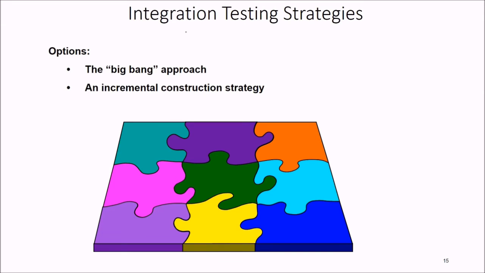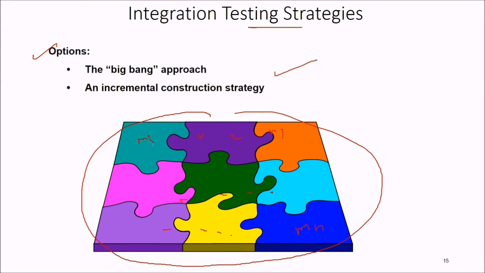Then we have certain options for integration test strategy. One is the Big Bang approach. The other is the incremental construction strategy. In the Big Bang approach, if this is your module 1, module 2, module 3, and say module n, we combine all the modules at once, and then we try to test them. This is the Big Bang approach.